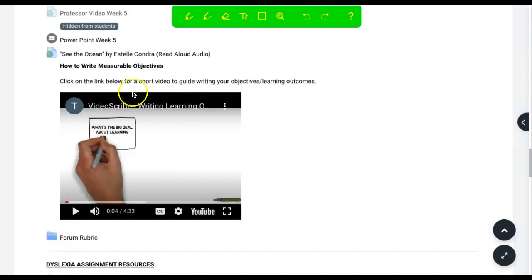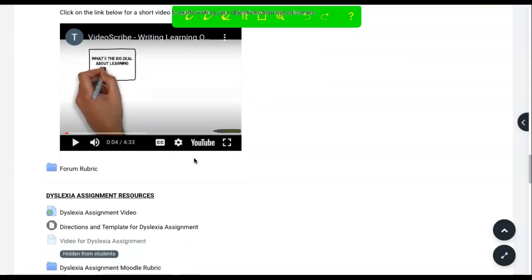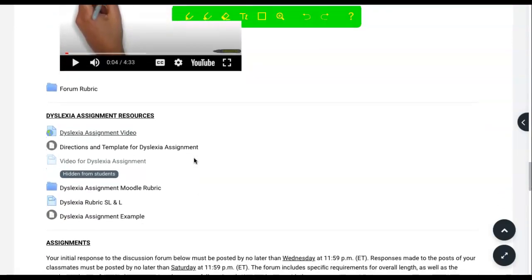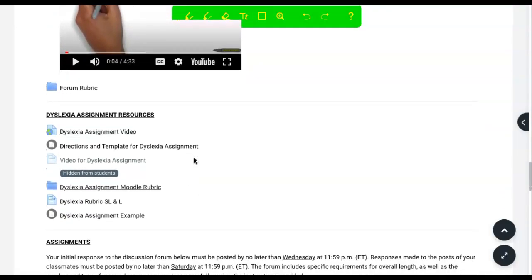As I've mentioned, on Moodle, there is the video that shows you how to write measurable learning objectives. If you follow the condition behavior criteria format as described in the video, you're going to have no issues. Before submitting your dyslexia strategy plan, please self-assess your plan using the rubric. Your dyslexia assignment is posted on Moodle and also on SLNL.